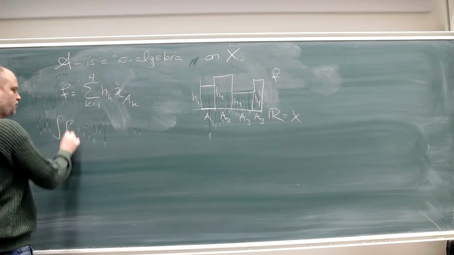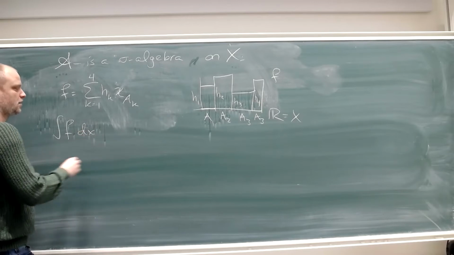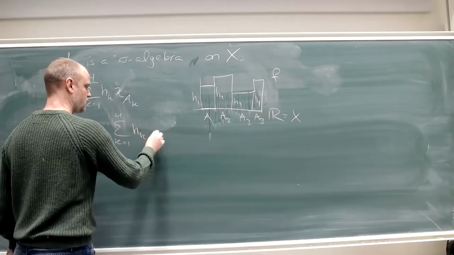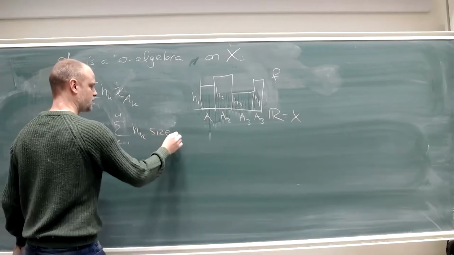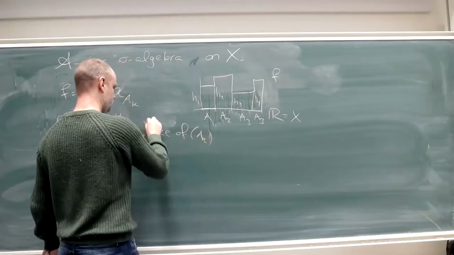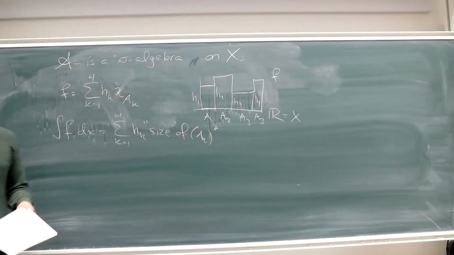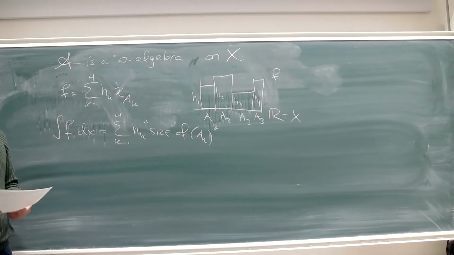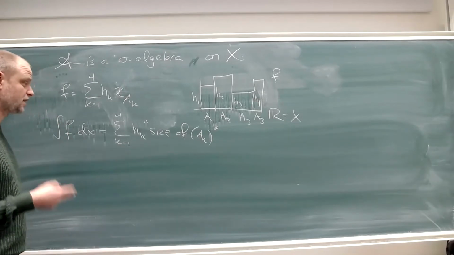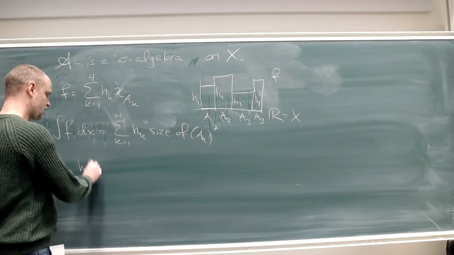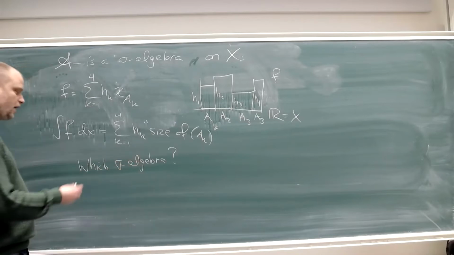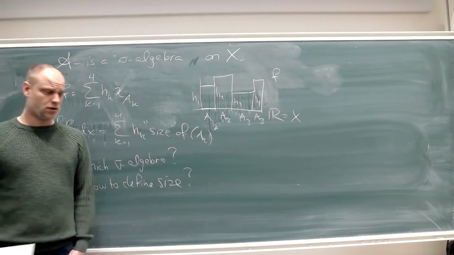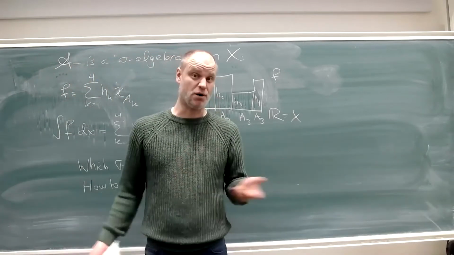What is the integral of f dx? It is equal to the sum, k goes from 1 to 4, h_k times the size of A_k. That, in quotation marks. So the idea of the Lebesgue integral is exactly to imitate this. The only two problems we have here now are that we have to decide which sigma algebra we're actually going to use, and how to define size. So far we have not even one good example of a sigma algebra except the power set.